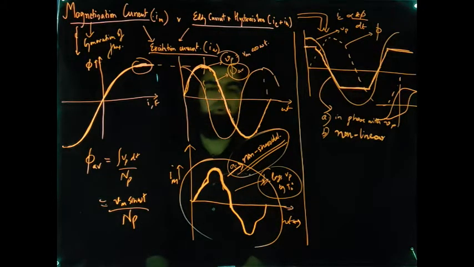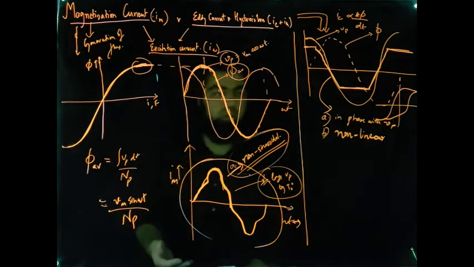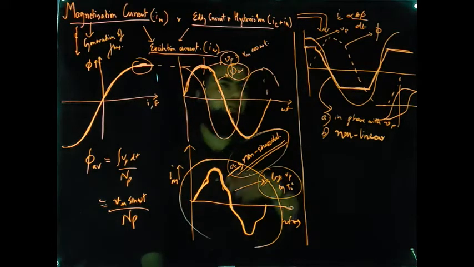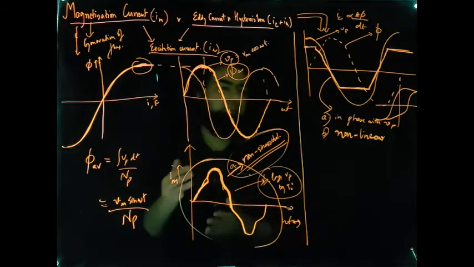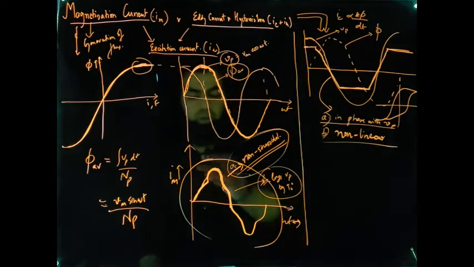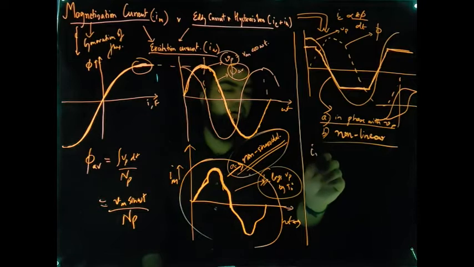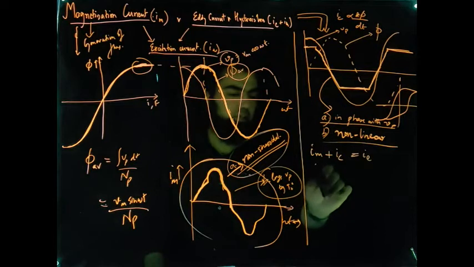And we know that core losses are directly proportional to d phi by dt. Since phi is sine omega t, d phi by dt will again be a cos component. Since Vp was also a cosine wave, Ic is also a cosine wave. Ic and Vp will be in phase with each other. So you have the core loss current and the magnetization current. You can add these two up, Im plus Ic, and you will get the current that is known as the excitation current.